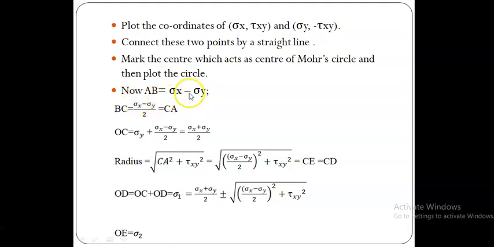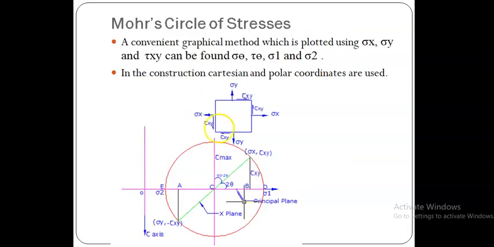Now AB is equal to sigma x minus sigma y, and BC is equal to sigma x minus sigma y by 2. You see that this is AB. This AB is nothing but, with respect to origin, sigma x minus sigma y. Yes, this is the line.